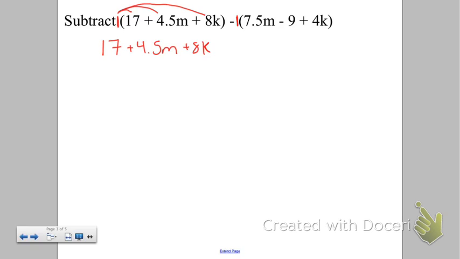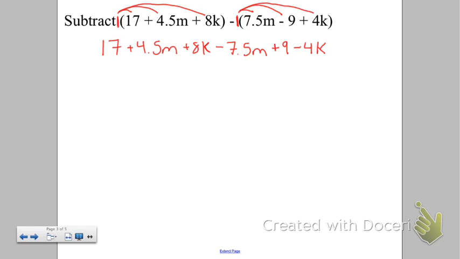Now I have the same thing. There's a negative 1 here, an imaginary 1. I'm going to distribute that negative 1. Negative 1 times positive 7.5m is negative 7.5m. Negative 1 times negative 9 is a positive 9. Negative 1 times a positive 4k is a negative 4k.